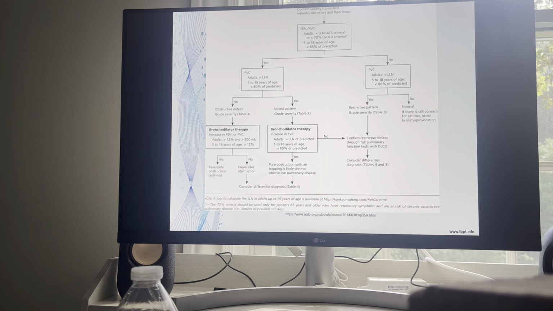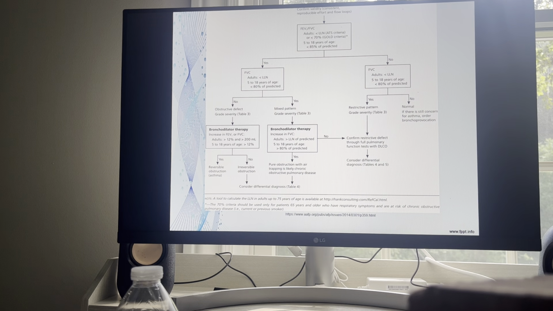You can diagnose that patient with obstructive lung disease, but which one? Asthma, COPD? Well, the next thing we look at is pre-bronchodilator and post-bronchodilator. Now remember, we can diagnose someone with obstructive lung disease based on the ratio, that's it. But we cannot gauge severity. So we are now done with the ratio. Now we're going to look at FEV1 and FVC separately.